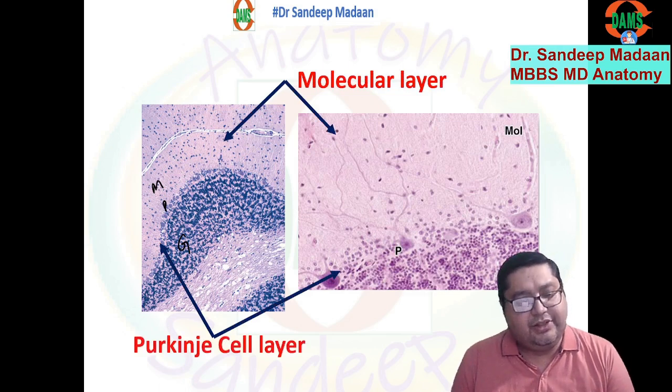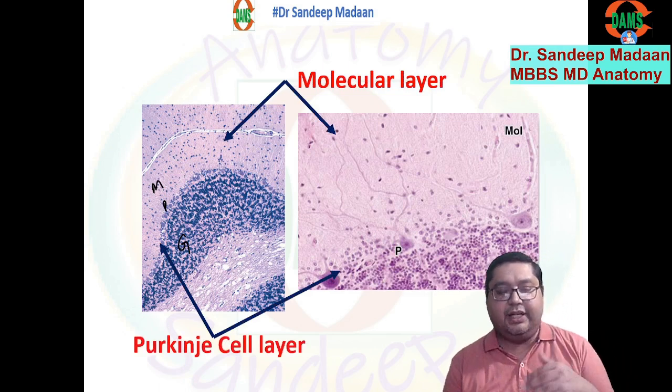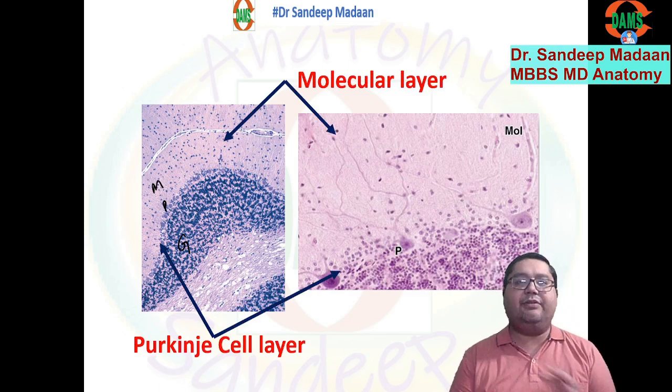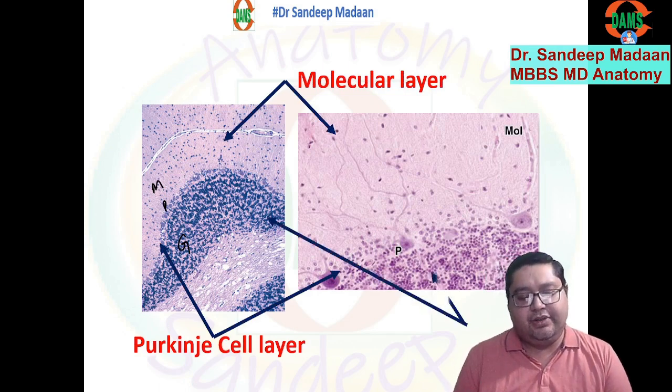How can we say this is the Purkinje layer? Because it is neither fitting in the granular side nor fitting in the molecular side, and the granular layer is where the black dots are. This is an easy way to identify.